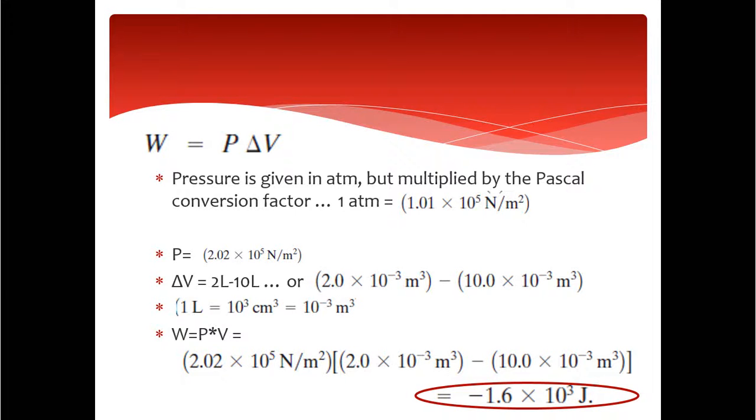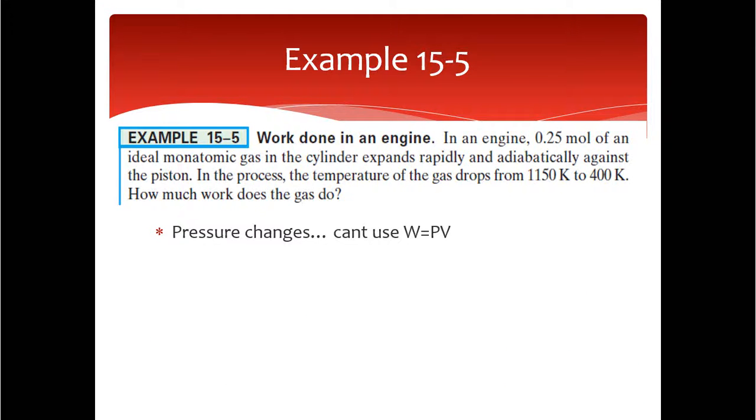And there's your answer: negative 1.6 times 10 to the 3 joules, or 1.6 kilojoules. Okay. In example 15-5, we're looking at the work done in an engine. Now remember, engines typically are adiabatic.